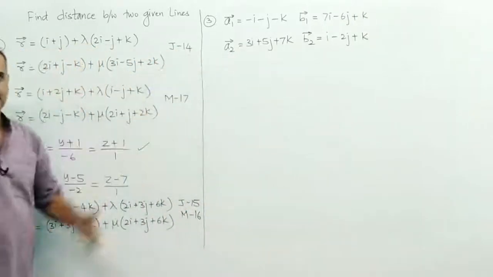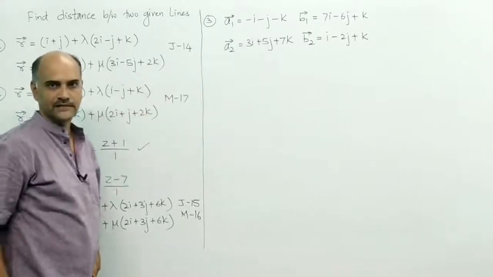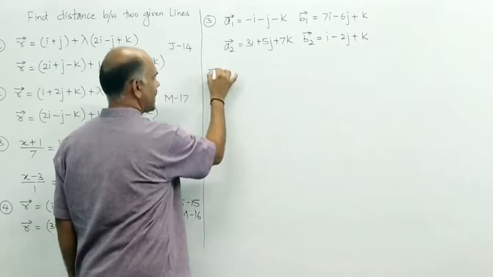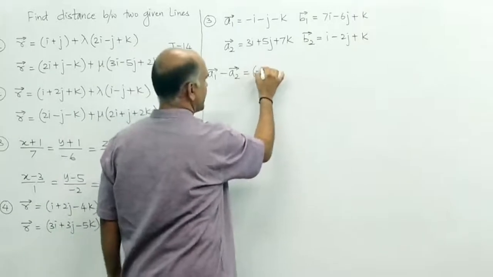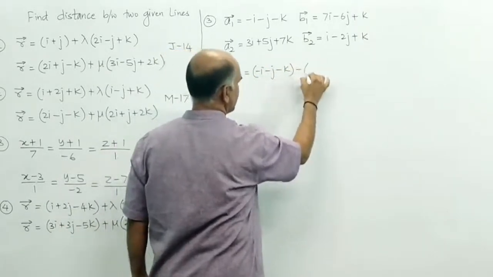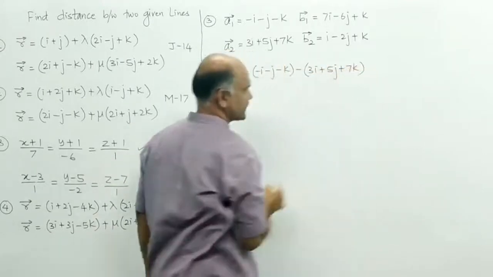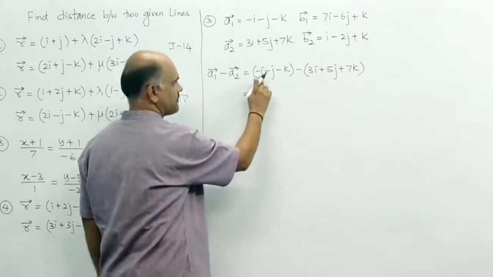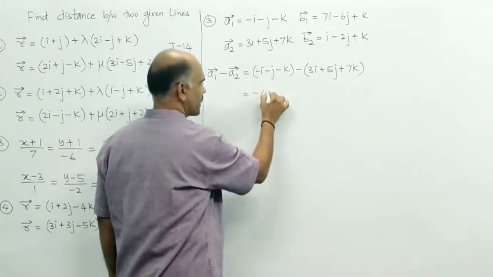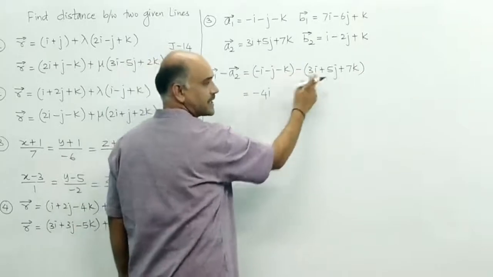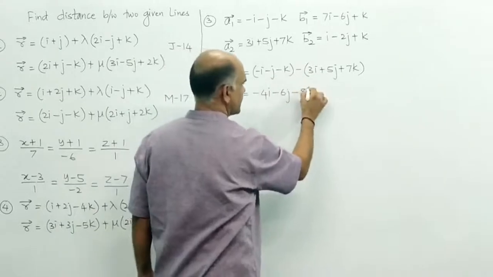So now again the same steps how you have solved first two problems. In the same steps you can solve this third one. So first you are required to find a1 minus a2. So a1 minus a2 is minus I minus j minus k, minus into bracket 3i plus 5j plus 7k. So if you simplify, minus 1 minus 3, you will have minus 4i. Minus 1 minus 5, you will have minus 6j. Minus 1 minus 7, you will have minus 8k.